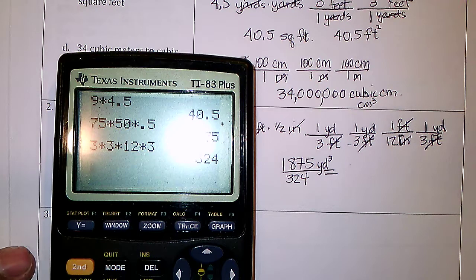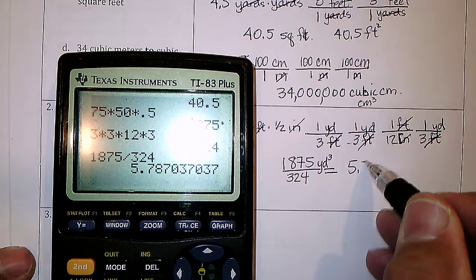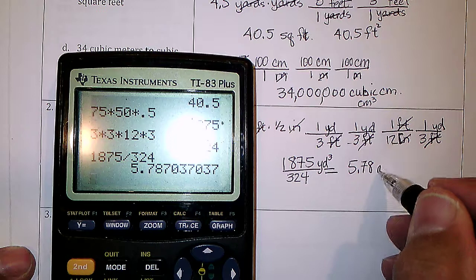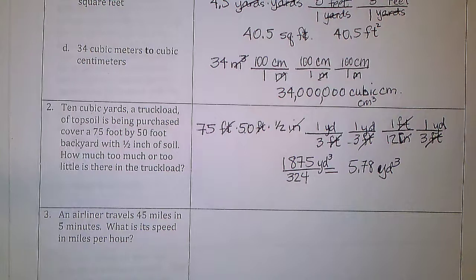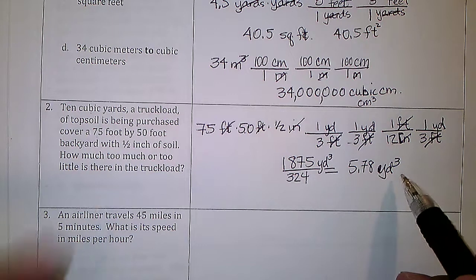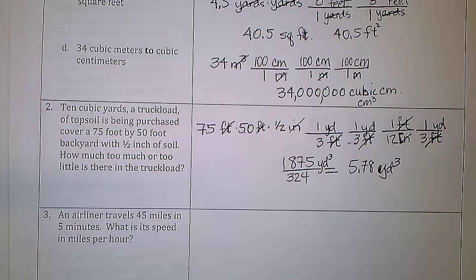So let's see how much that comes out. Does it fill our truck, or are we going to have extra? Do we have enough in the truck or not? 1875 divided by 324, that's 5.78 yards cubed. The truck can hold 10, so I almost have enough to go a full inch thick instead of just a half, because that's only about half the load. Little, not quite enough to do an inch, but close. Okay.